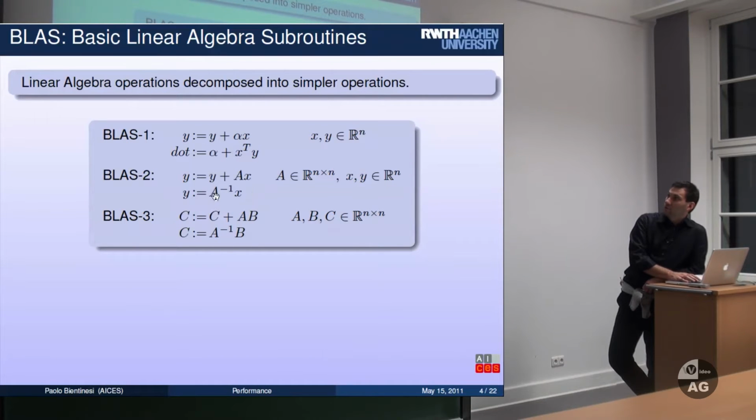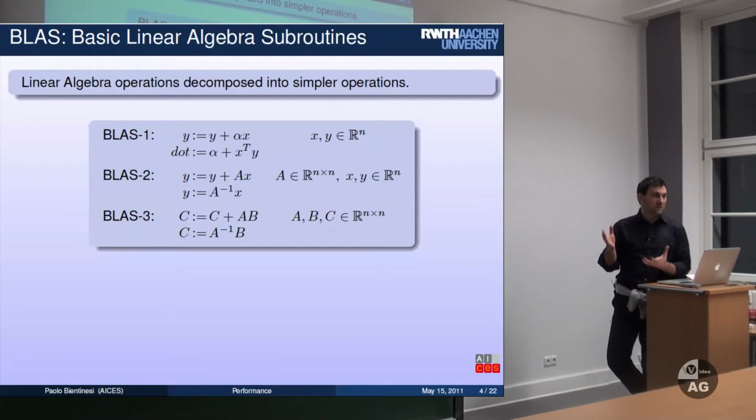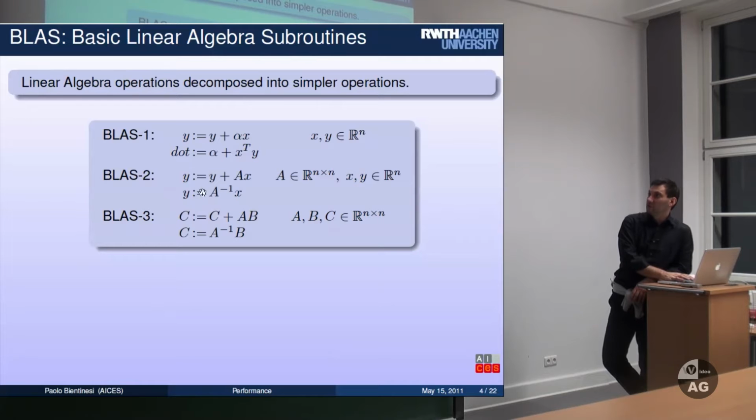So you have to take this guy and move it to the left, it becomes Ay equals x. And within the BLAS, A must be triangular. So you cannot solve a dense linear system. You can only solve very, very simple linear systems, in particular triangular linear systems.